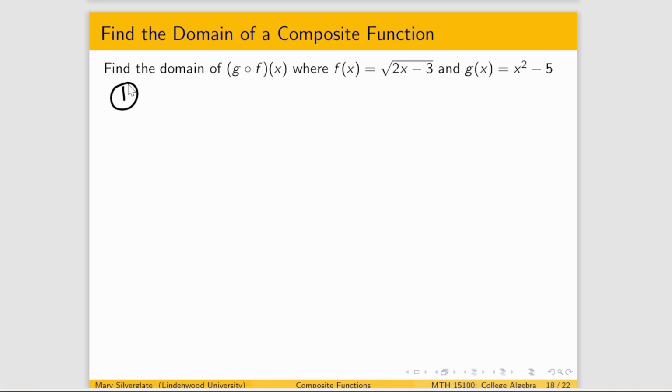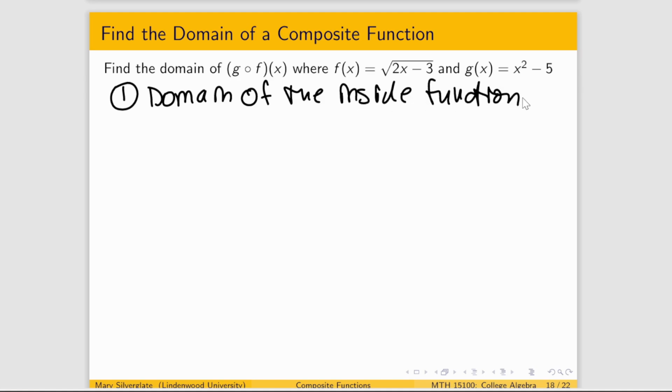So the first thing we need to worry about for the domain is the domain of the inside function. In this case, I'm plugging f of x into g of x. So f of x is my inside function. And when I have a square root, what do I have to worry about underneath the root? Whatever is underneath the root has to be bigger than or equal to 0, because I can only plug in 0 or positive numbers underneath my root. Otherwise, I'm getting complex numbers.